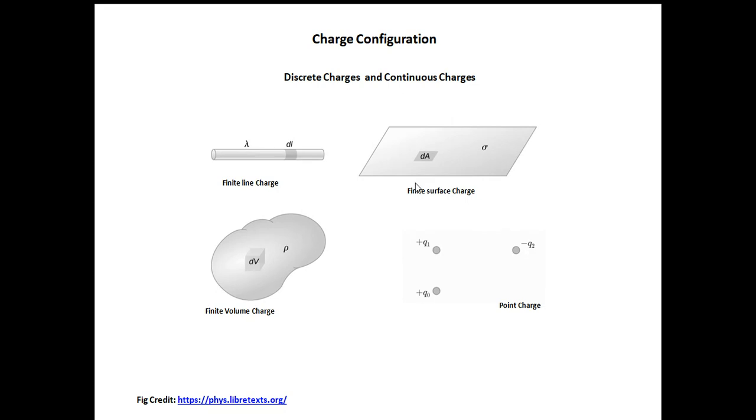Then I have a surface charge. Again, I am talking about a finite surface charge, which looks like a surface. The best example of surface charge is a parallel plate capacitor. There is a small element dA, remember this. Then I have a finite volume charge. Here it is rho. This charge density is called lambda, here it is called sigma, and here it is called rho. Everybody understands the difference between charge and charge density. The small element of this is called dV.